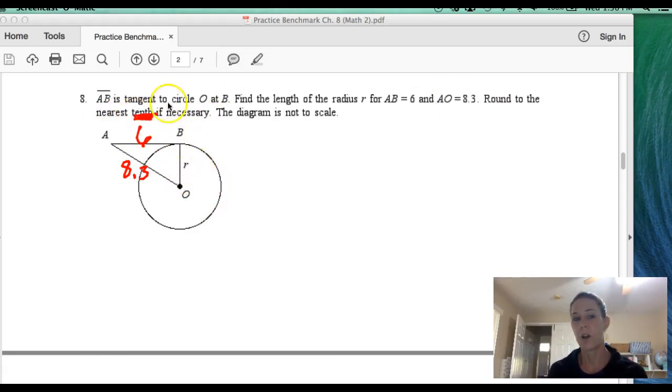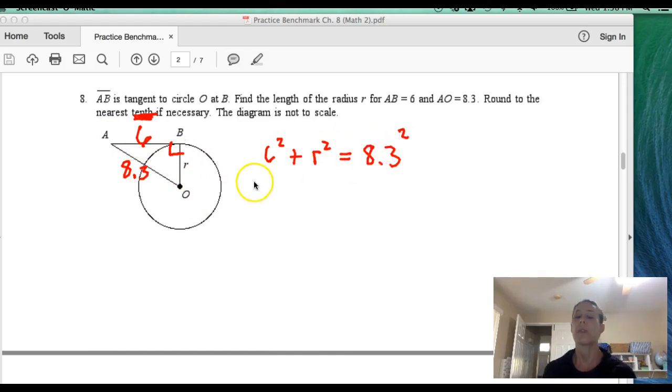We're looking for R. So we know since it's tangent to the circle, at the radius, at the point of tangency, you have a right angle. So once again, Pythagorean theorem. So we're going to go 6 squared, so that's our a squared, plus b squared, r squared, equals c squared, our hypotenuse, which will be 8.3 squared. Now we're just going to work this out and solve for r. So 6 squared is 36 plus r squared is 8.3 squared.